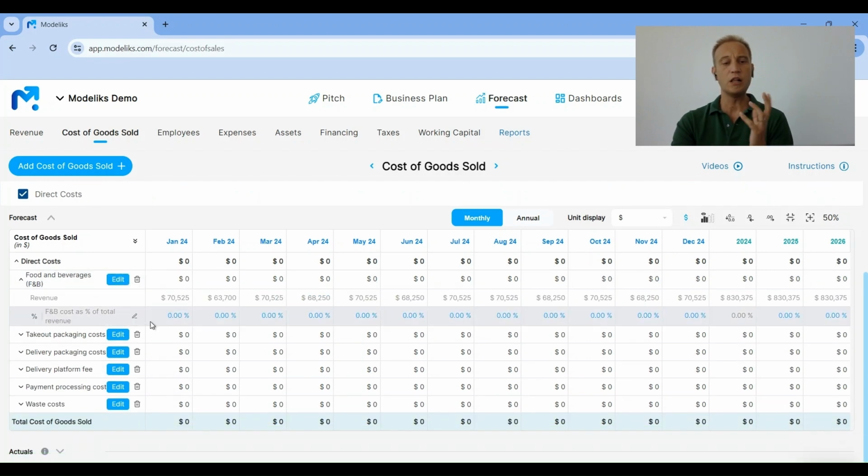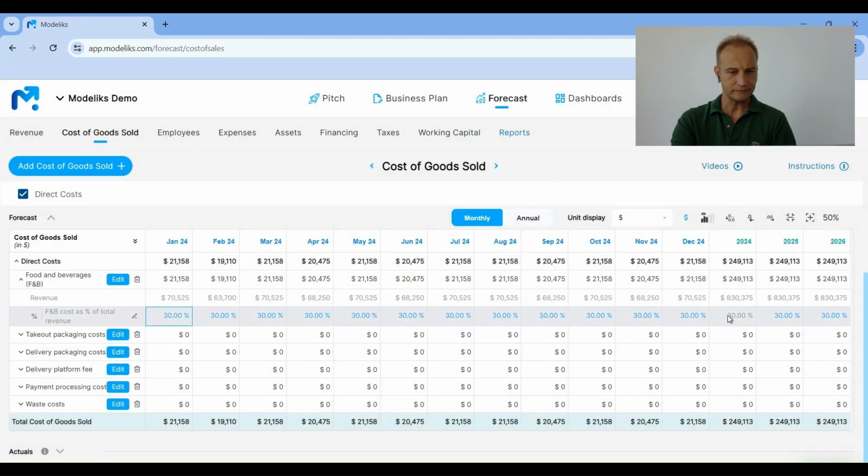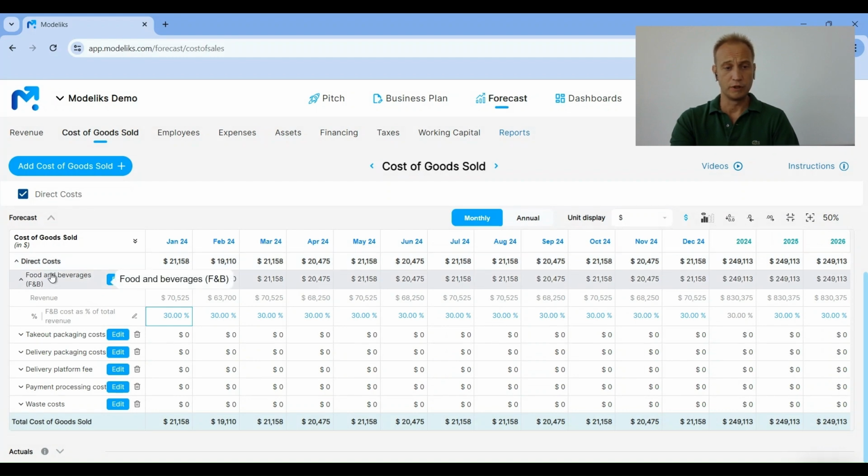Food and beverage cost. We'll calculate it as a percentage of the food and beverage revenue. Usually in a restaurant, somewhere around 30 to 35% of your revenue should be the cost of the food that you require to prepare the order. So let's say 30% of the revenue is our F&B cost. Copy paste that over time. And with that, we've calculated our food and beverages cost.